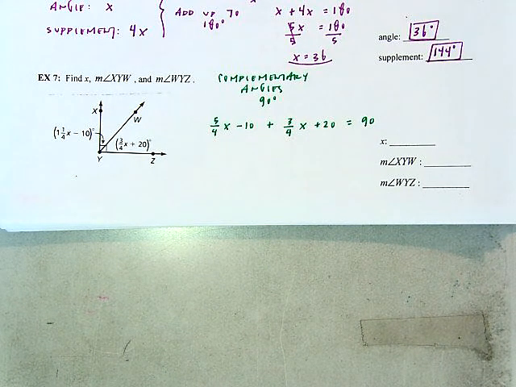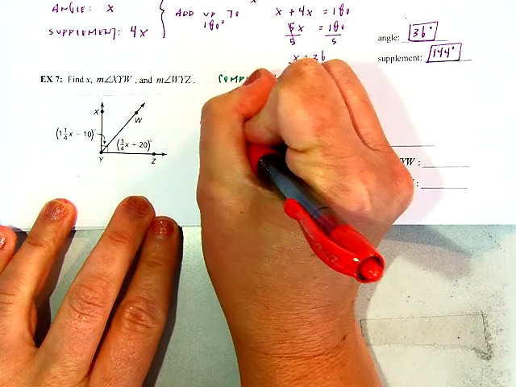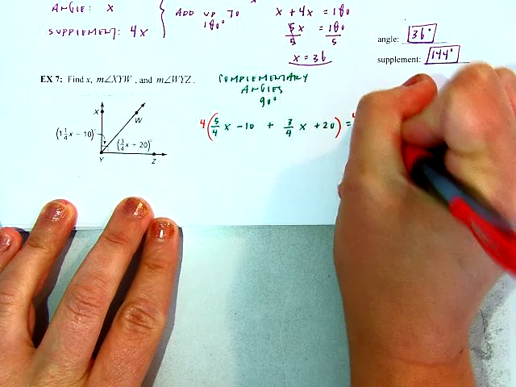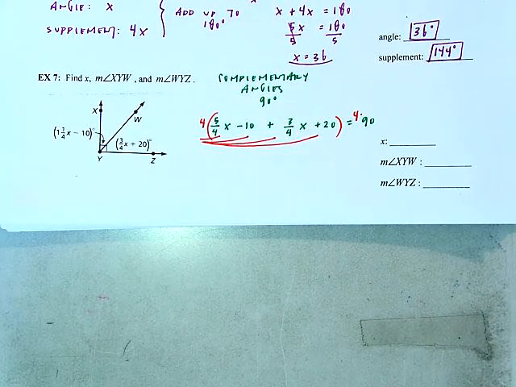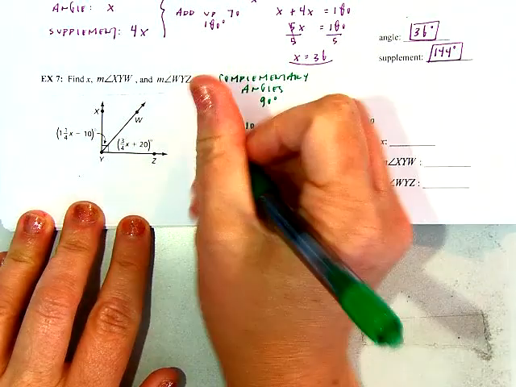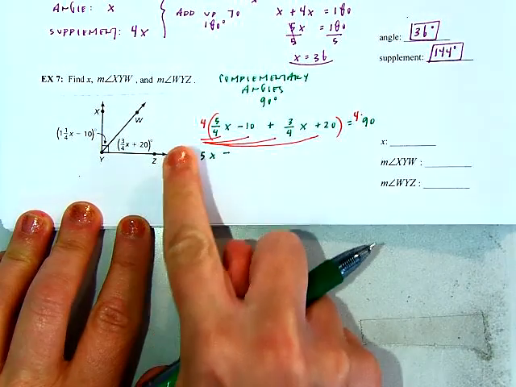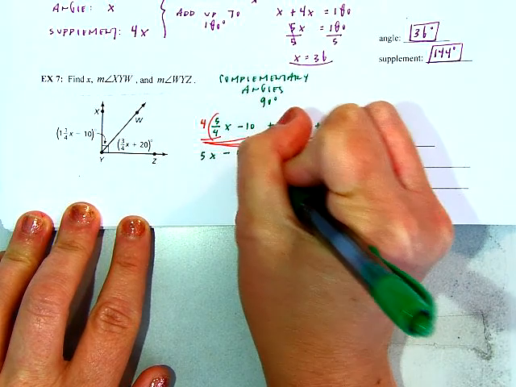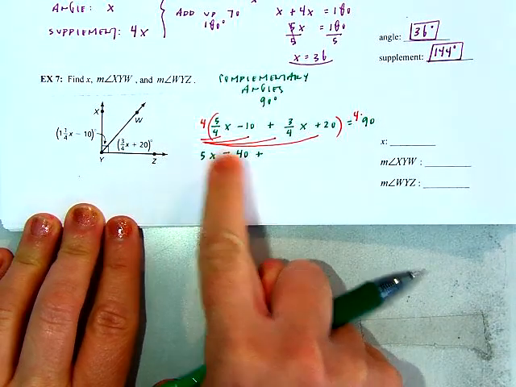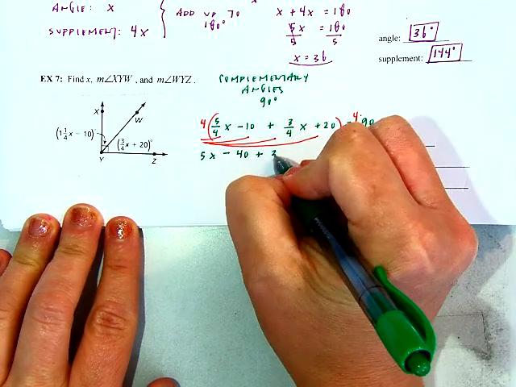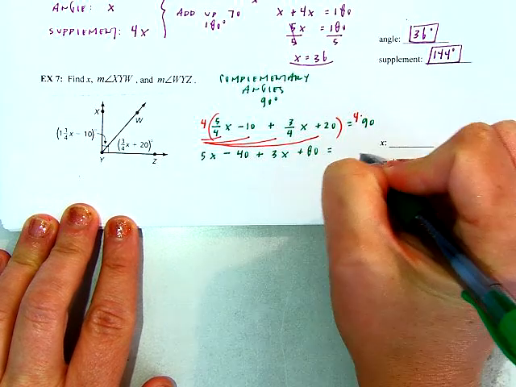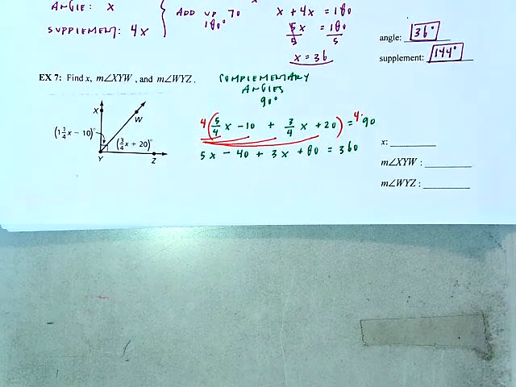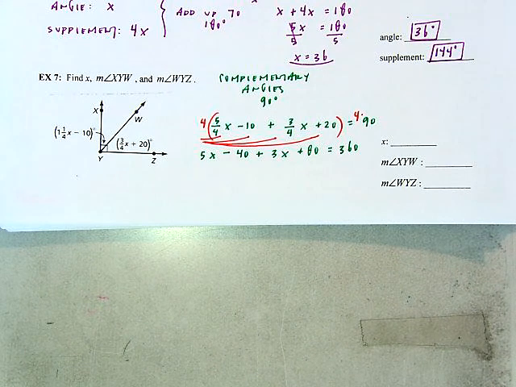I see a lot of fractions. I'm not a fan of fractions. So I would clear my fractions by multiplying every term by 4. What I do to one, I have to do to all of them to maintain the balance of my equation. So 4 times 5/4 is 5, so I have 5x. 4 times negative 10 is negative 40, so I have 5x minus 40 right now. 4 times 3/4 is 3, so 3x right here. 4 times 20 is 80. And on the right-hand side, I have 360. So 5x minus 40 plus 3x plus 80 equals 360.